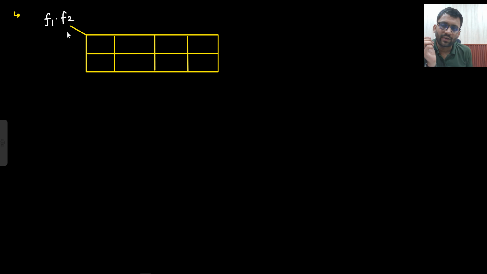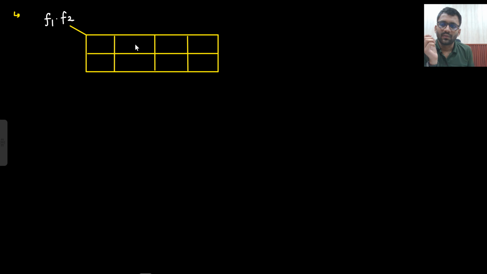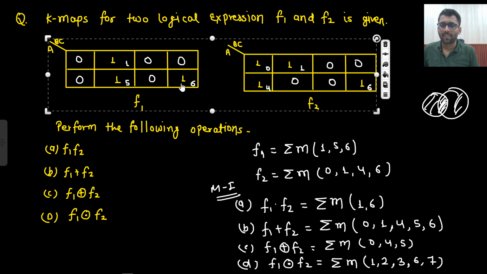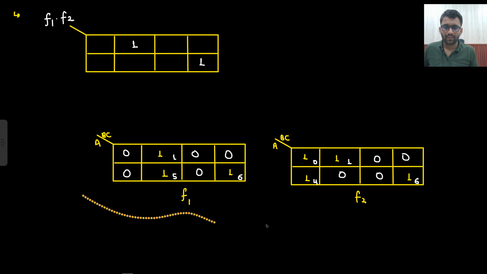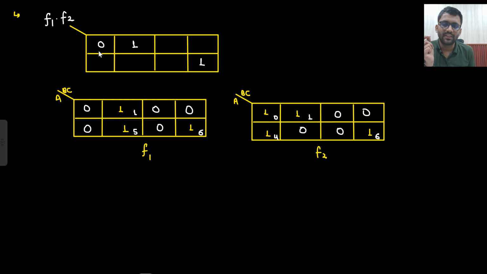What is my answer for f1 dot f2? That is 1 and 6. So basically here there are 1s, so the rest are all 0 only, right? If I copy f1 and f2, what do you see here? If these are 1s, that means these are all 0.